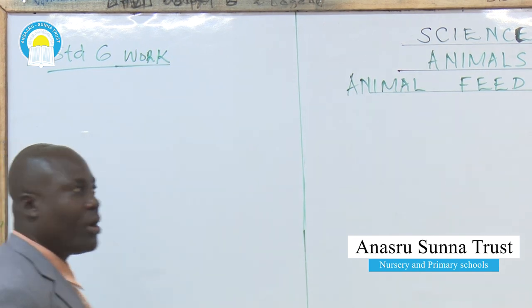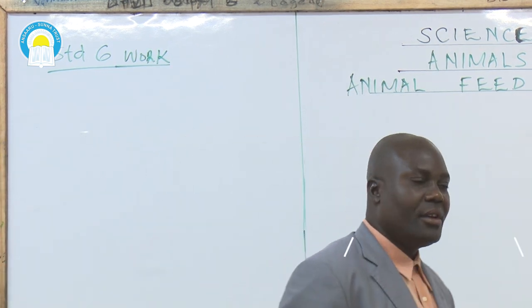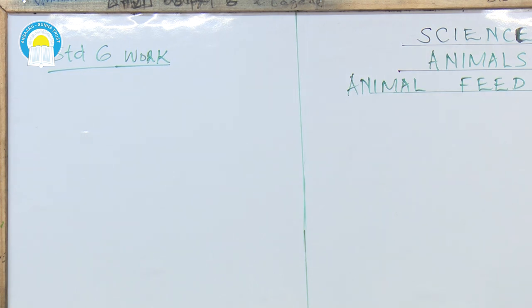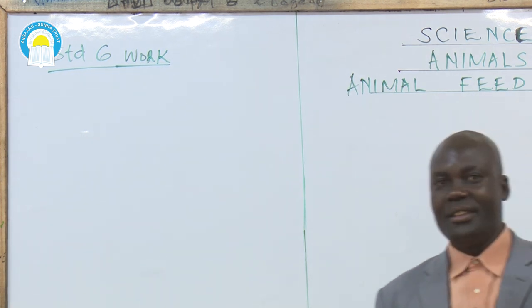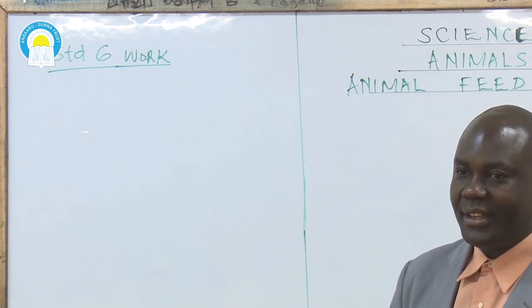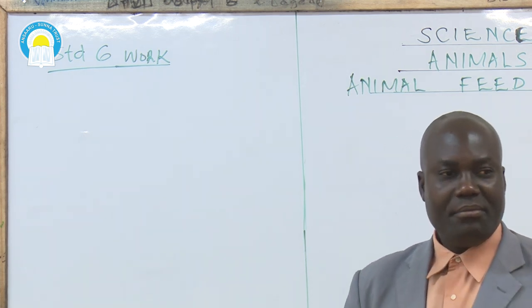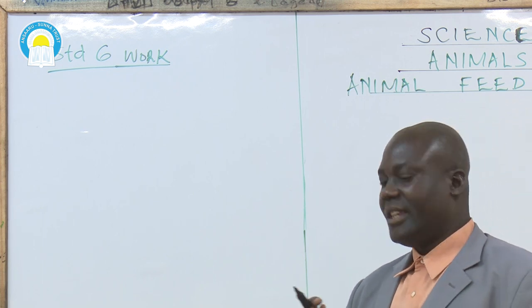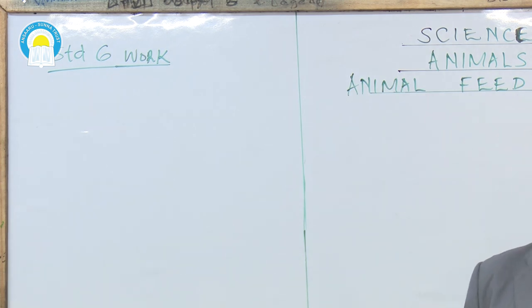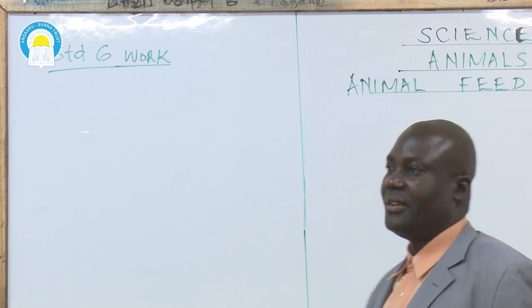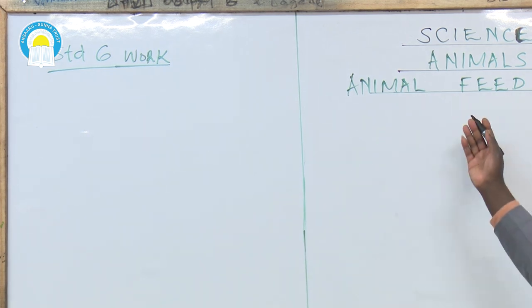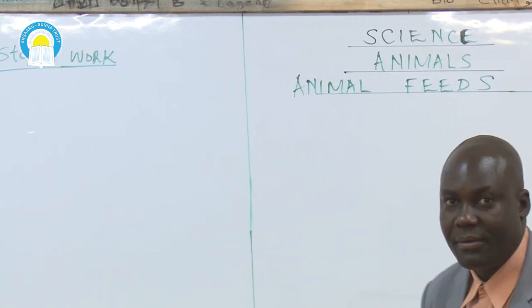The standard 6 work about animals, we learn about three things. One, you look at animal feeds. Two, you look at the grazing methods of animals. Then three, you look at the balanced diet of the animals. So for today, we are going to start with animal feeds.